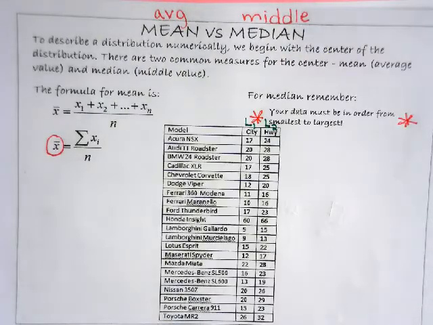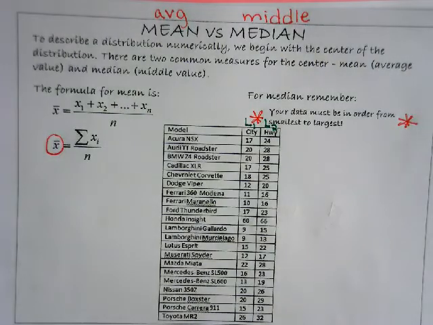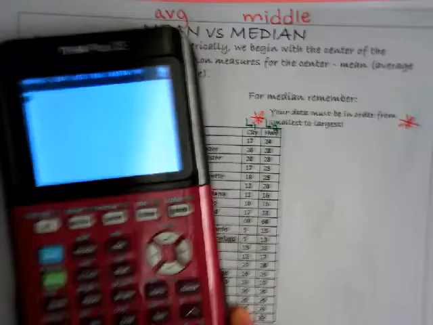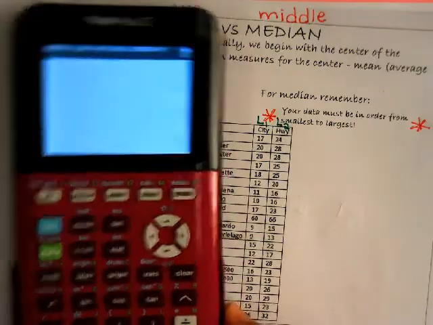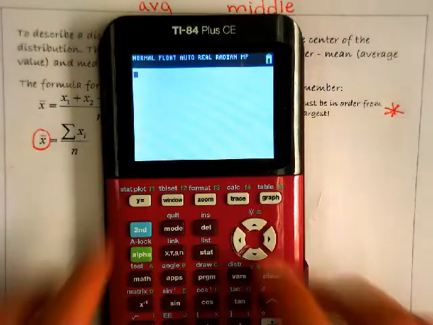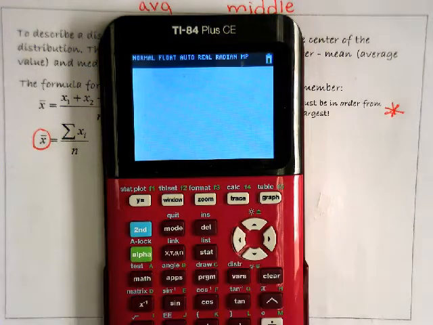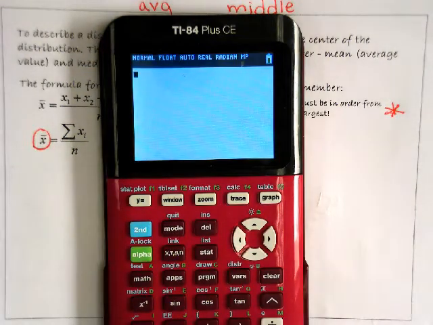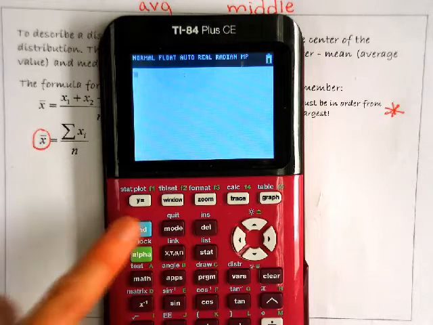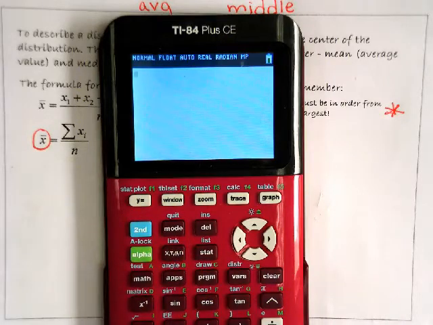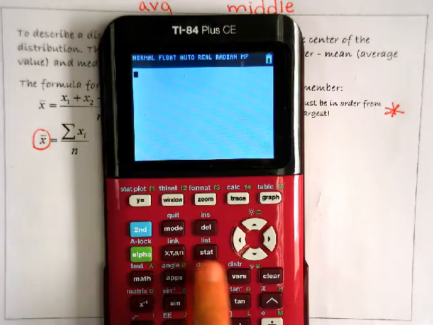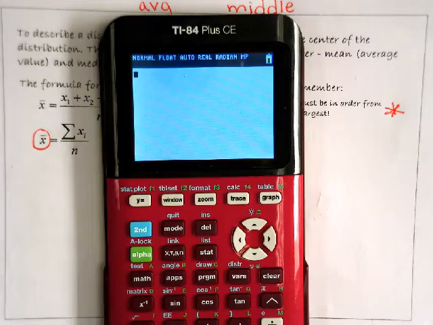I showed you how to get to the lists before. Do we remember? Second and highway, that would be if we wanted to graph our data. It's just stat. If you look above stat, it says list, so we would think we should hit second stat, but we don't. We just hit stat. And then we're going to choose edit.